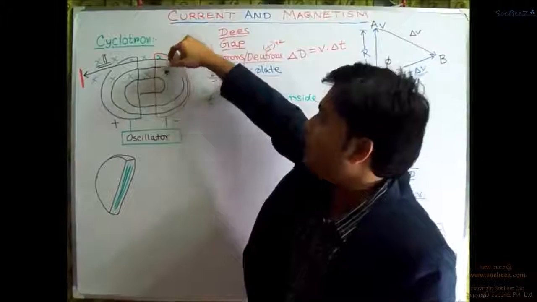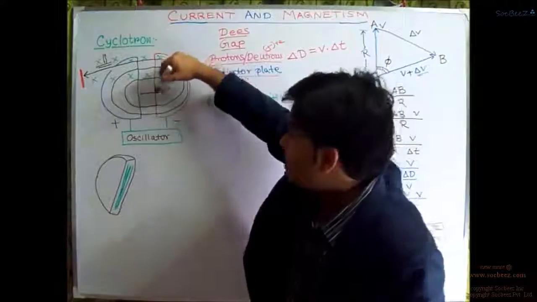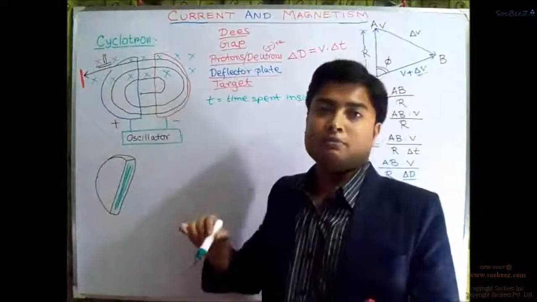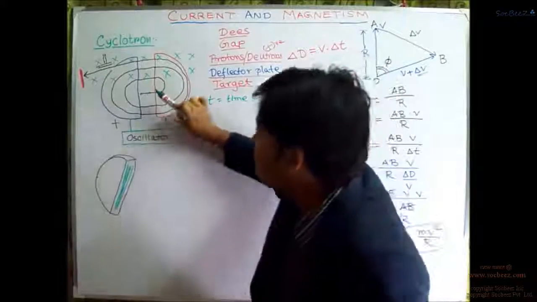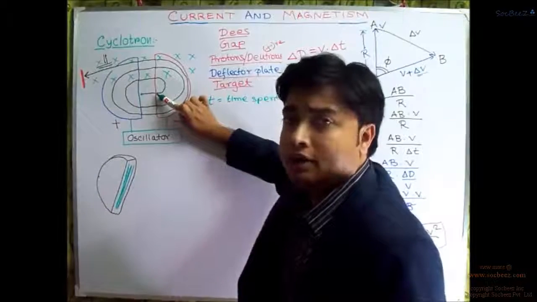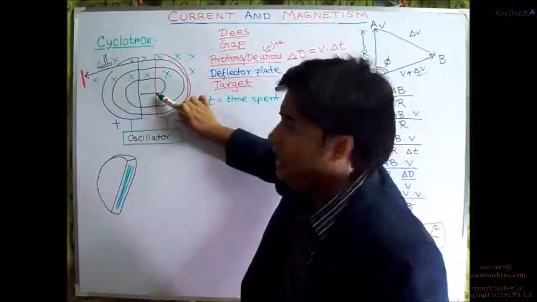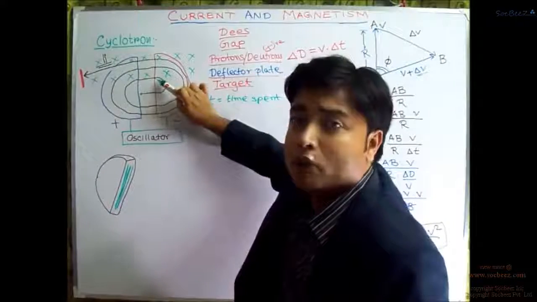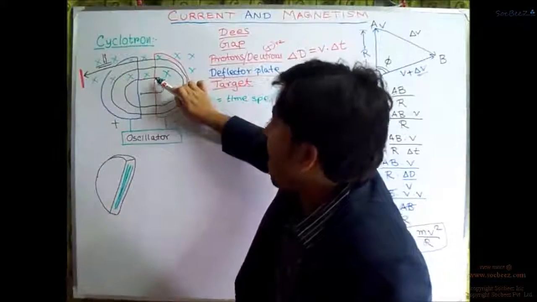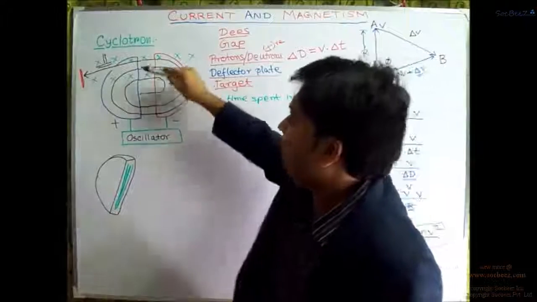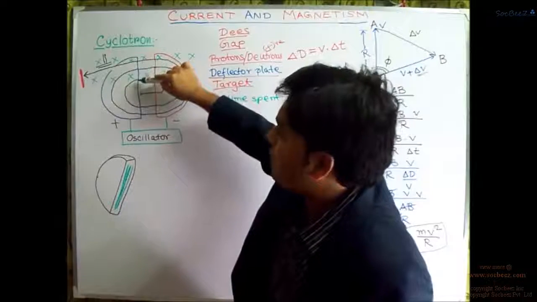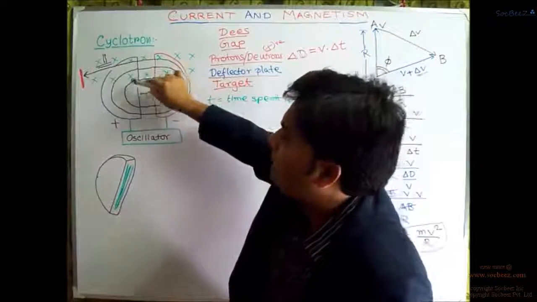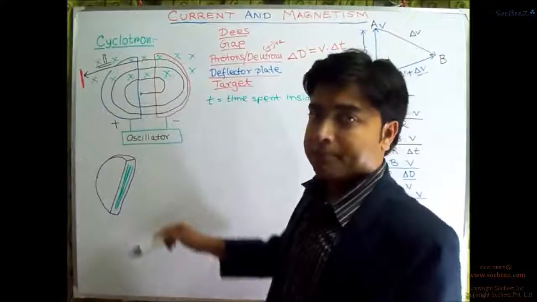So what is the revolution happening? This is half the revolution. So a particle from this particular point will take the time t to go to this particular point. Now again, the same time t will be taken from this particular point to this particular point coming off, right?